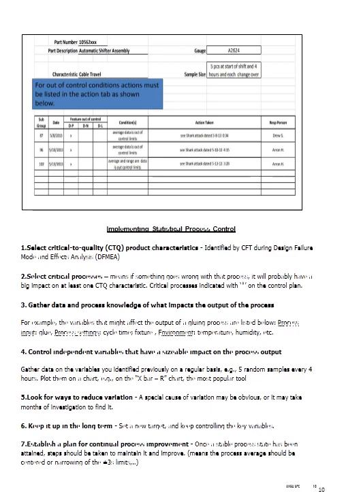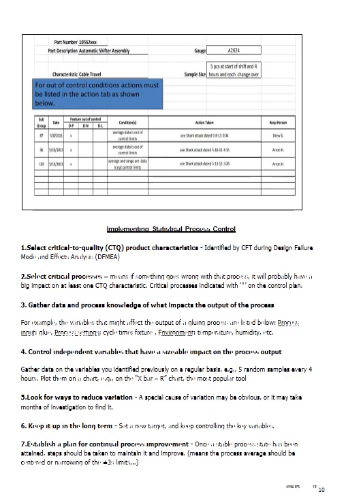Control independent variables that have a sizable impact on the process output. Gather data on the variables you identified previously on a regular basis, for example 5 random samples every 4 hours. Plot them on a chart. Look for ways to reduce variation. A special cause of variation may be obvious or it may take months of investigation to find it. Keep it up in the long term.